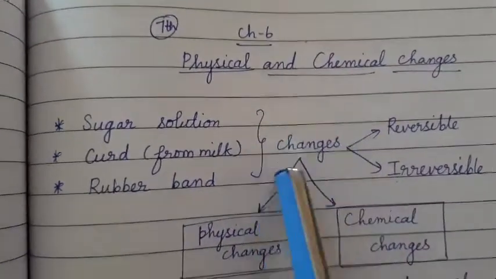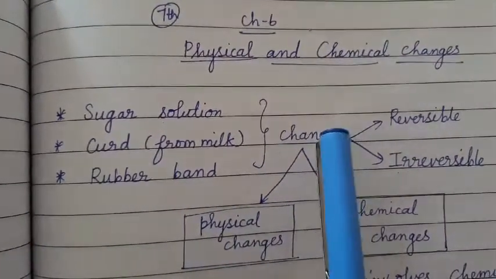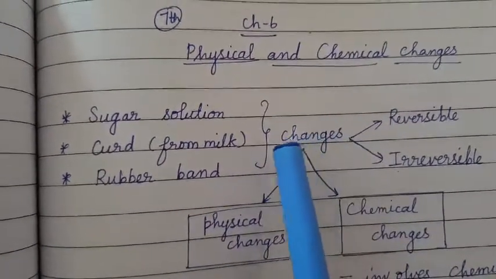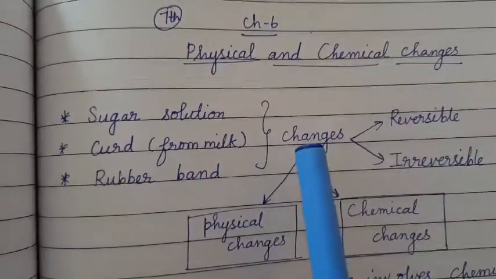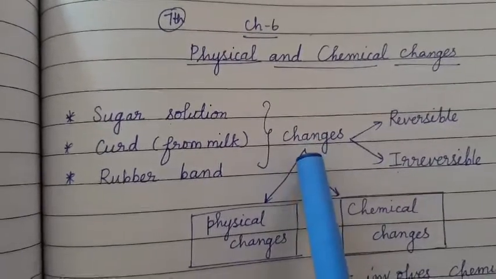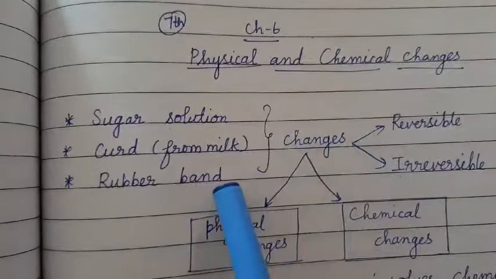So, first, what is the meaning of change? Change means when a substance shows some differences in its physical or chemical properties, we call that a change.